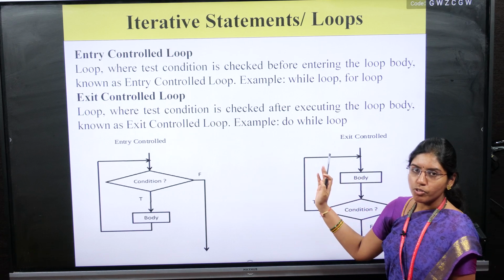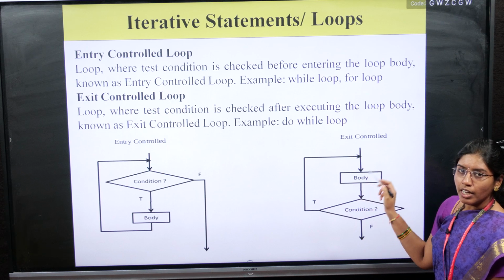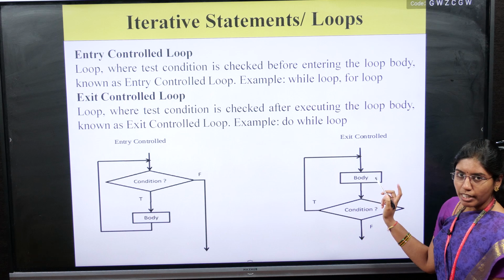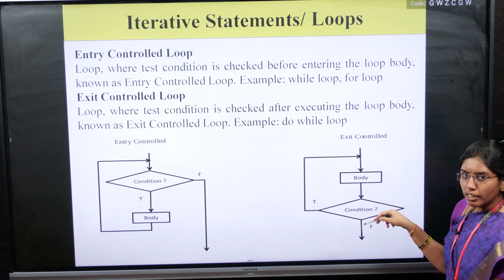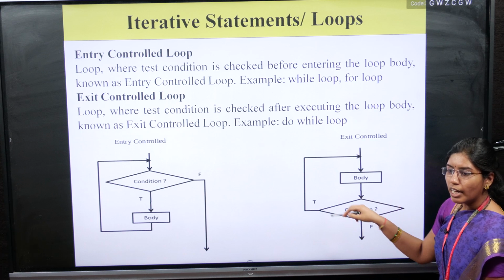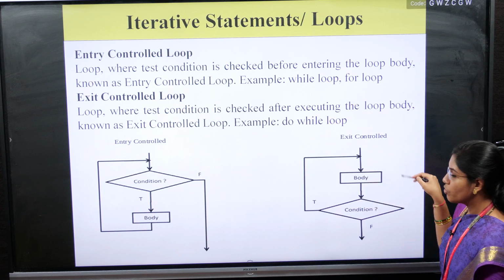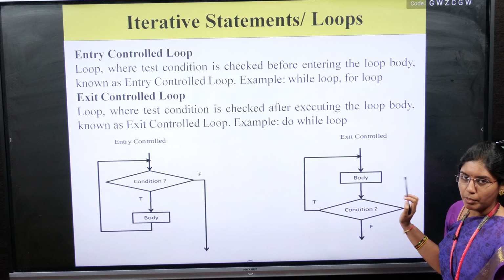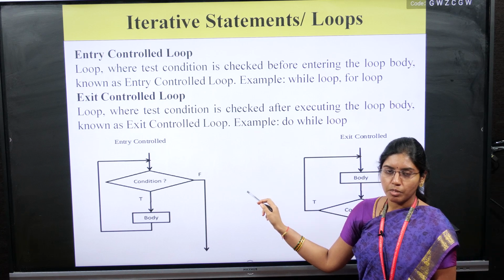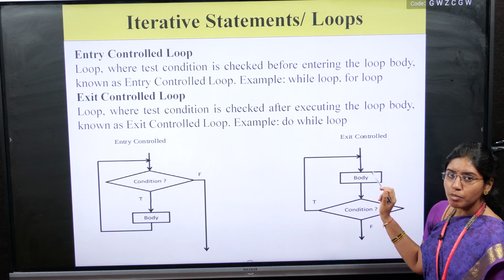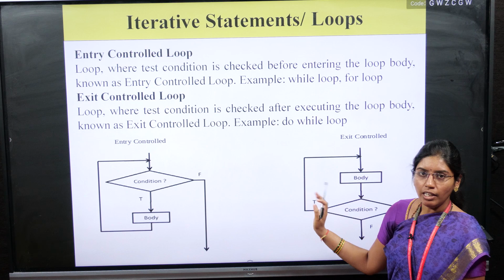This acts as the opposite of the entry control loop. So what is an exit control loop? First the statements are executed, at least once, whether the condition is true or false. After executing the body of the loop, it checks the condition. If the condition is true, then the block will be repeatedly executed. If the condition is false, it is not going to enter the block and it is going to terminate. These are known as entry controlled and exit controlled loops. Entry controlled is also known as pre-test loop and exit controlled is also known as post-test loop. Using this, we are going to discuss what while and do while are.